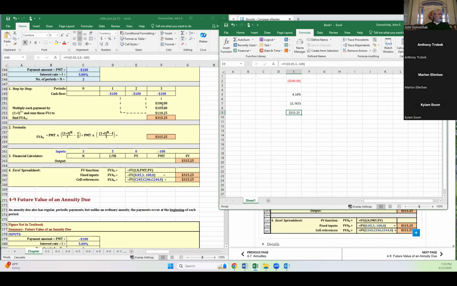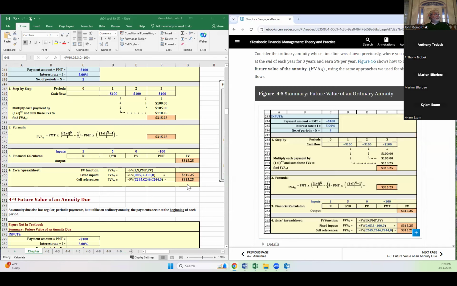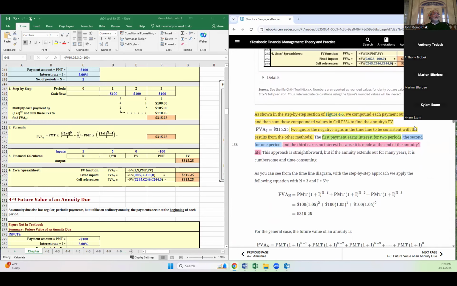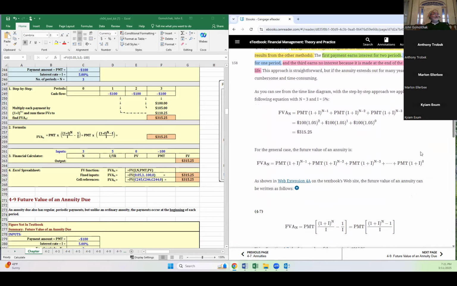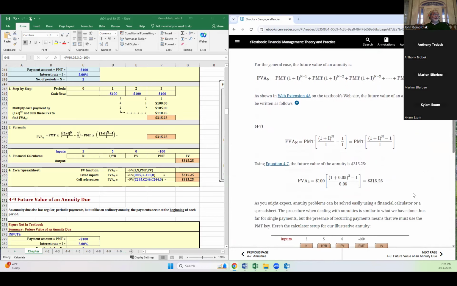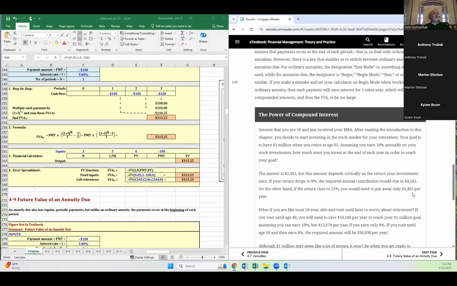What if it was a 20-year annuity? You want to do this 19 times? You could. Nothing says you can't, but why bother? We can do it down here with the future value formula. By the way, this is just explaining what I talked about when we did the step-by-step.